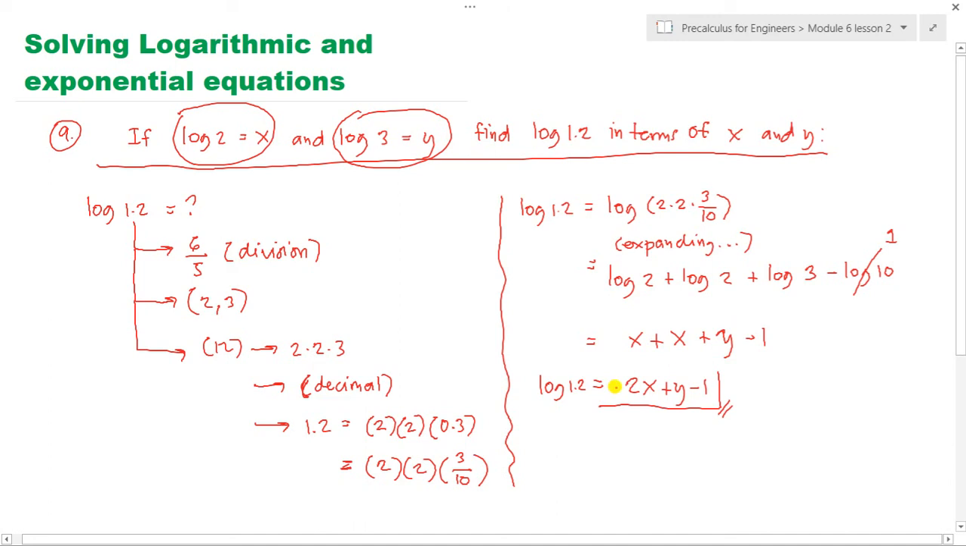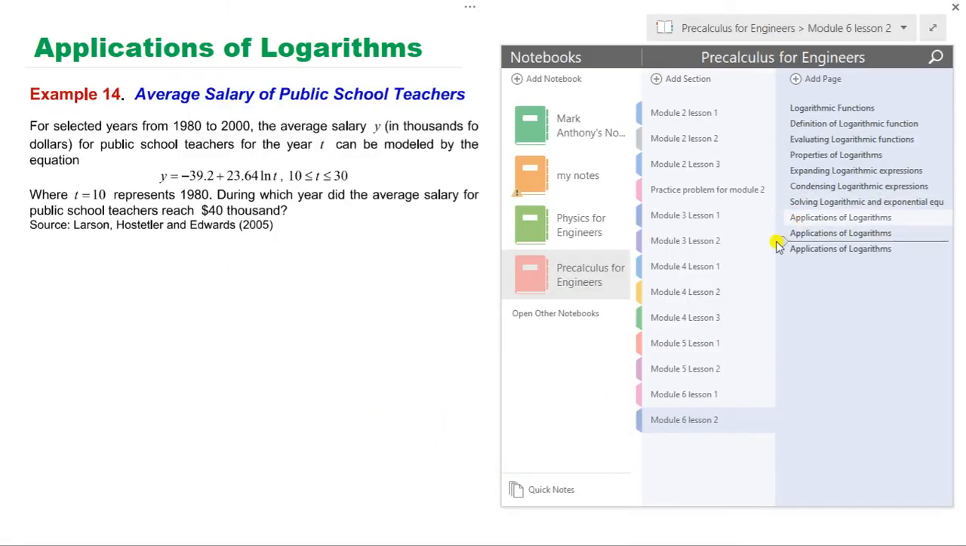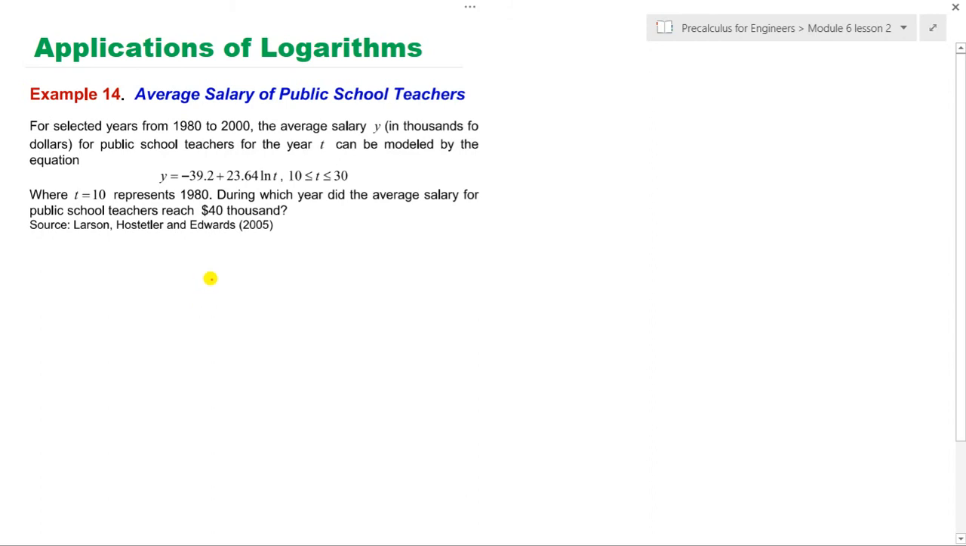That is our answer. Now, let's proceed to some applications nga nag-involve siya og kanang logarithmic nga functions. So, here, mostly sa mga applications sa logarithmic class, hatagan ta og logarithmic nga function, ang model nga mo-represent sa ato ang problem. So, as you can see here, ingon siya nga, for selected years from 1980 to 2000, the average salary y, in thousands of dollars, for public school teachers, for the year t, can be modeled by the equation.